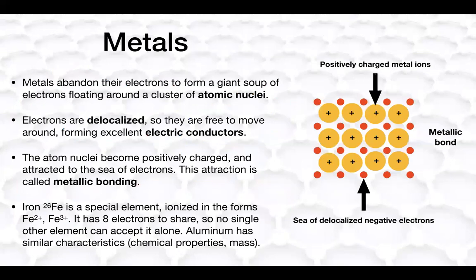Metallic bonding occurs when lots of atoms have too many electrons. Metals abandon their electrons to form a giant soup of electrons floating around the cluster of atomic nuclei. Electrons are delocalized, so they are free to move around, forming excellent electric conductors. The atom nuclei become positively charged and attracted to the sea of electrons.